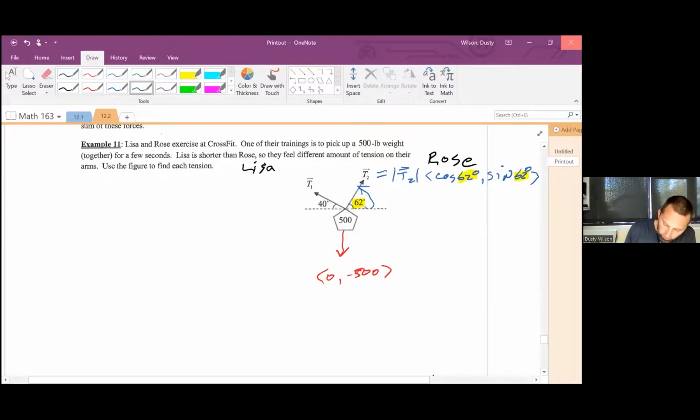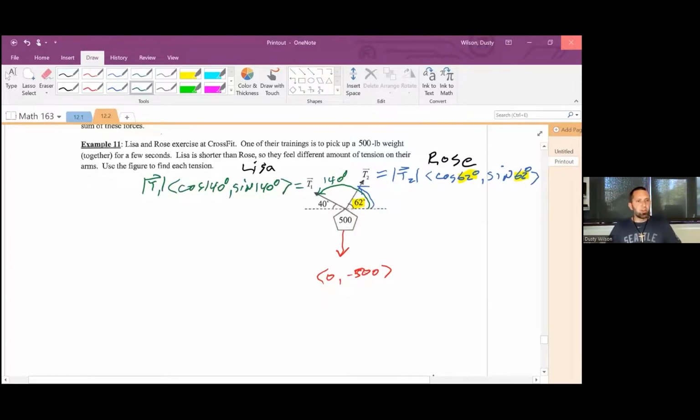Then things get a little bit more interesting on the next part for T1, because we're given 40 degrees from the negative x-axis, which would have to be 140 degrees from the positive. So T1 could be written as T1, this unknown magnitude, times cosine of 140 degrees, comma, sine of 140 degrees.